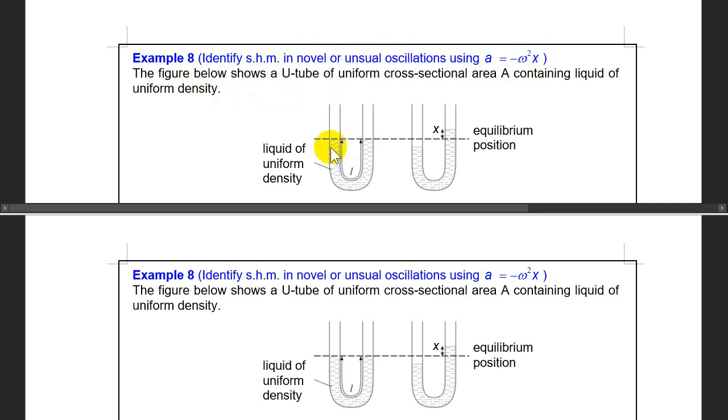Okay, so this figure below shows a U-tube. A U-tube is a tube that is shaped like a letter U. It's a U-tube of a uniform cross-sectional area A containing liquid of uniform density. It's the same liquid of the same density everywhere. At first the liquid is like this. If it's like this, then it will forever remain like this. Nothing will happen.